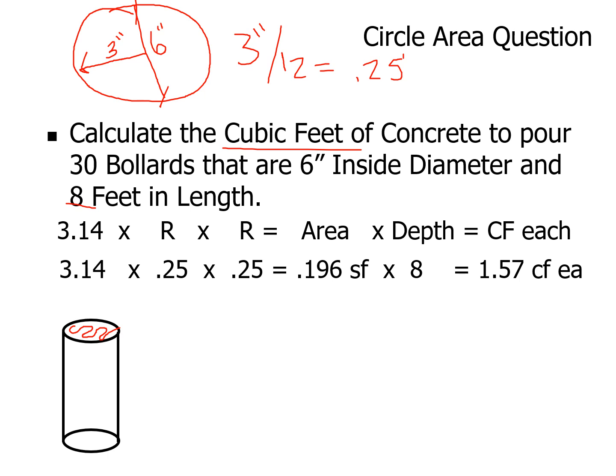Okay, I don't have one. I have 30. So I'm going to go ahead and multiply that by 30. And that'll tell me I have 47.1 or 47 cubic feet. This is what I need. Now, notice they put it in cubic feet.